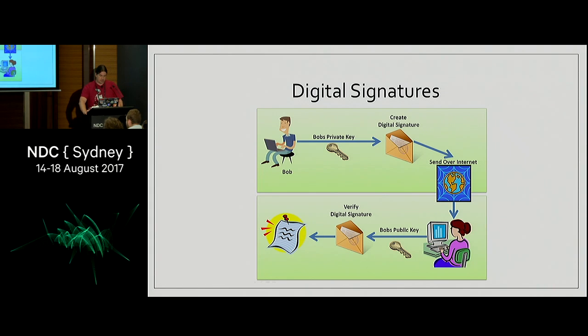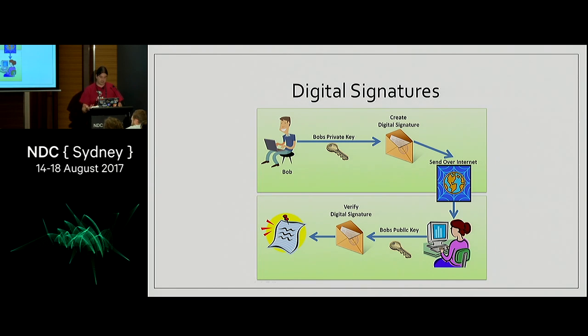If we look at this as an example, Bob wants to send a digital signature. So what he does is he creates a digital signature using his private key. Remember before when we used RSA, we encrypted with a public key and decrypted with a private key. This is the other way around. So we create the signature using your own private key.